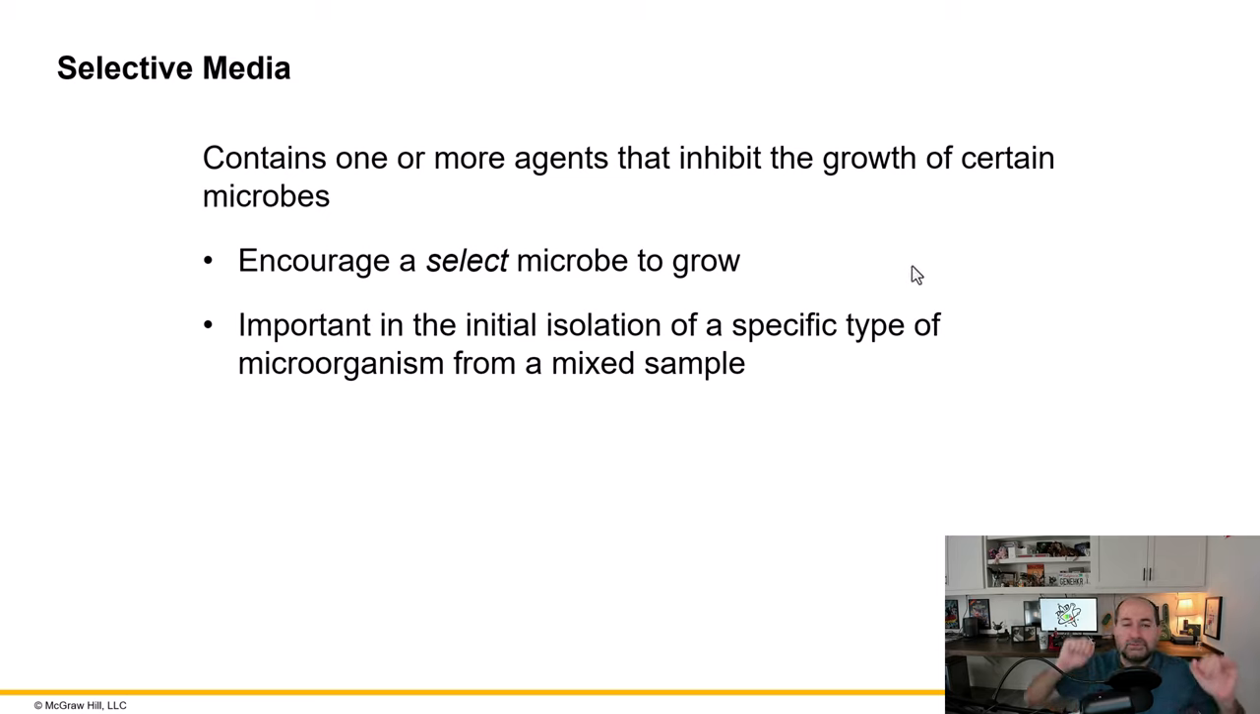So for example, in a Gram stain procedure, which is differential, you can differentiate between what are known as gram-positive bacterium versus gram-negative bacterium. In an acid-fast differential stain, you can differentiate between acid-fast bacterium and non-acid-fast bacterium. In the endospore stain, you can differentiate the endospore-forming bacterium from non-endospore-forming bacterium. In the capsule stain, you can differentiate capsule-forming bacterium versus non-capsule-forming bacterium.